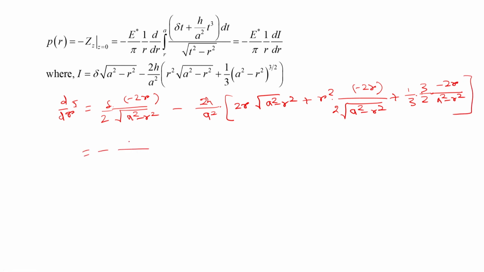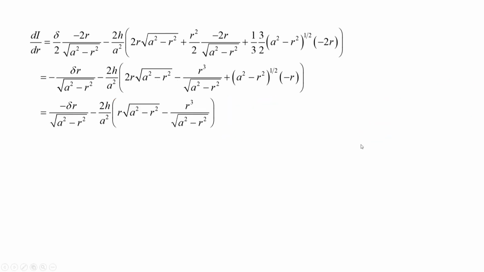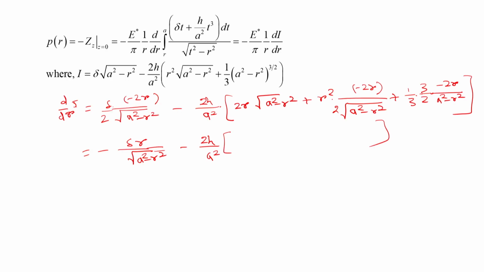So therefore it is minus delta by r square root of a square minus r square, and minus 2h by a square, and then we can further simplify, which I have done here. So here I get minus delta r by square root of a square minus r square, that is fine, and from here 3 gets cancelled, and square root of a square minus r square. So 2 also gets cancelled. So minus r here.